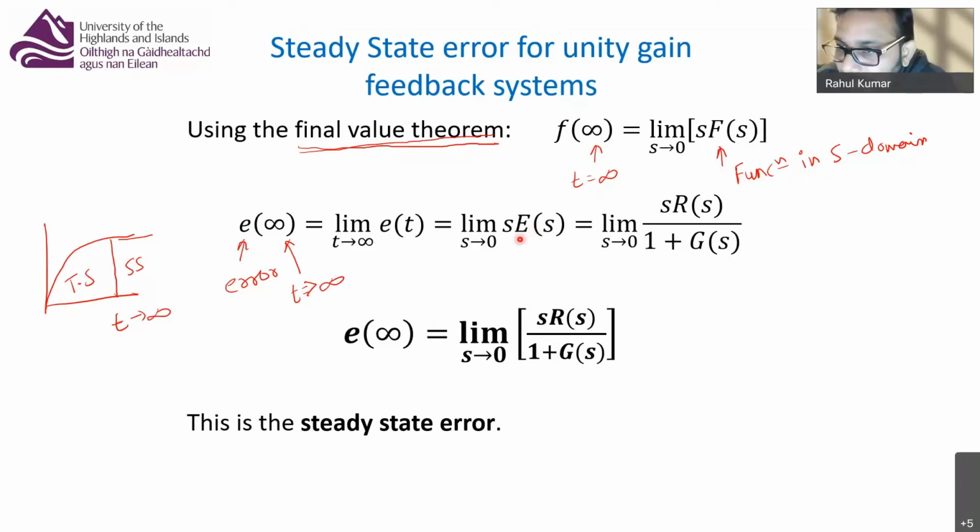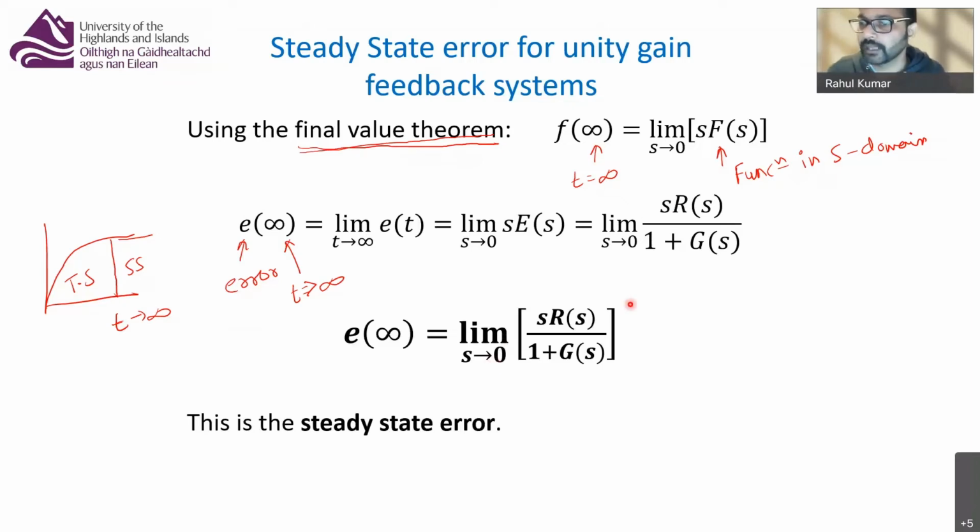So using this final value theorem, my error at infinite time will be limit s tending to 0, s multiplied by the error function in s domain. And I have already calculated the error in s domain. It is s R of s divided by 1 plus G of s. Okay, so my steady state error comes out to be limit s tending to 0, s R of s divided by 1 plus G of s.